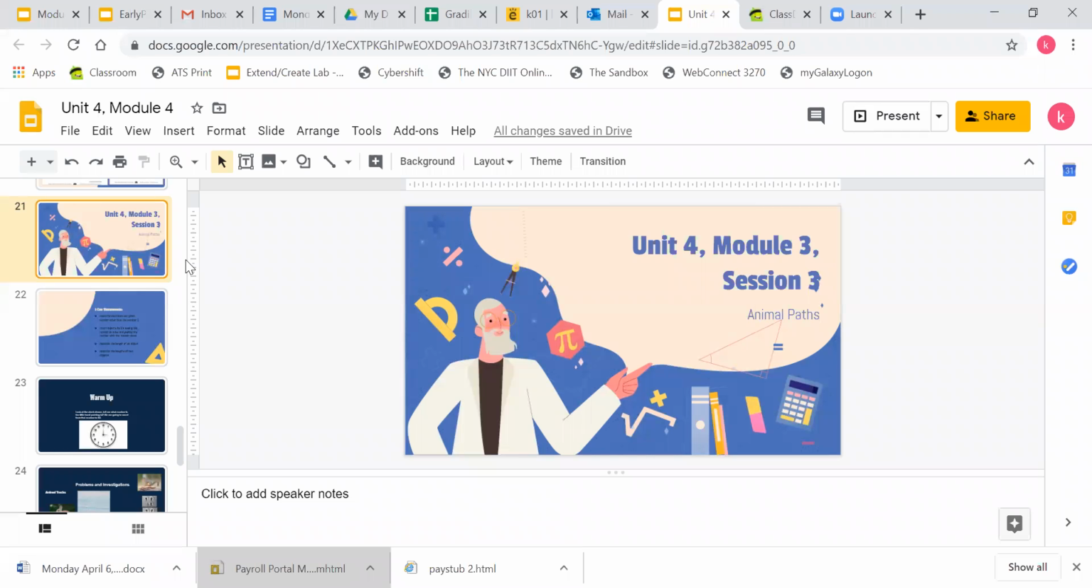Hey friends, for today for math, we are on Unit 4, Module 3, Session 3, and the name of this lesson is actually called Animal Paths. It's pretty cool. We're going to do something really fun today.